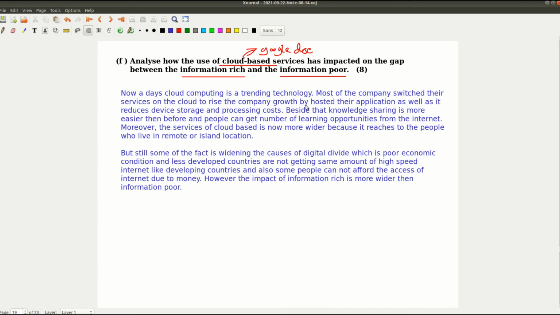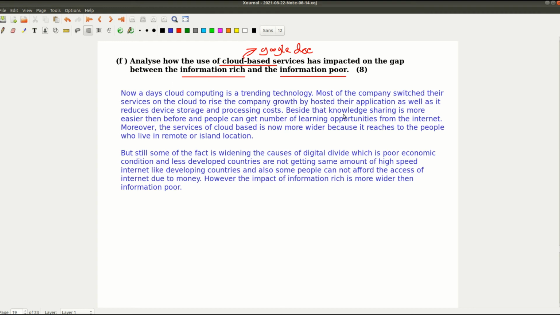What they're doing is they put different types of websites on the application to show to the customer. Another thing is maybe some other company uses a business with data. They also move all their data to the cloud, so they don't have to pay for the device and also the processing cost. So it reduces the device storage and processing cost. On that basis, most companies choose cloud computing.